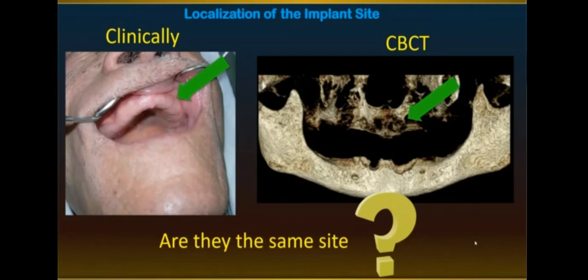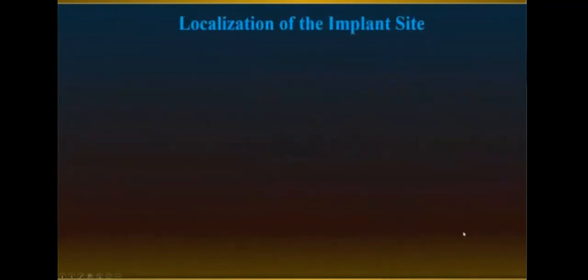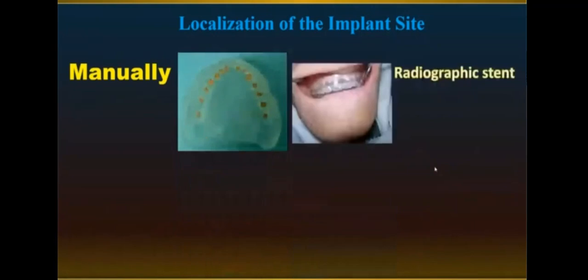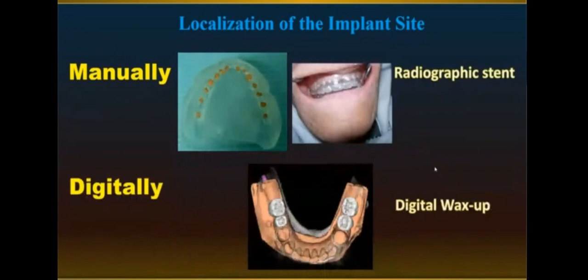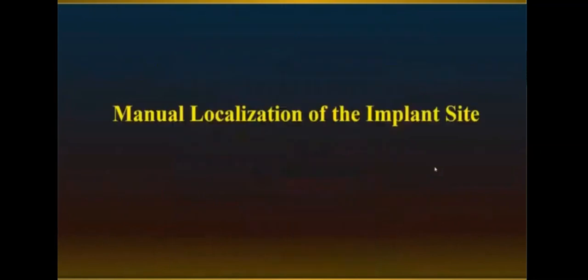So I have to make a correlation between the clinical implant site and the radiographic implant site. This correlation may be made manually using a radiographic stent, or digitally by what we call digital wax-up. I'm going to explain both methods. First, manual localization of the implant site.